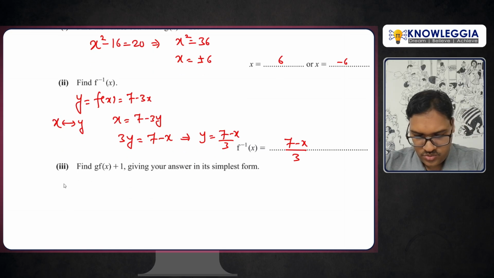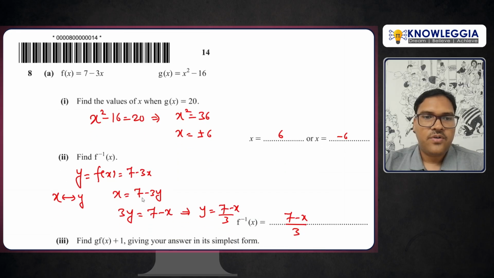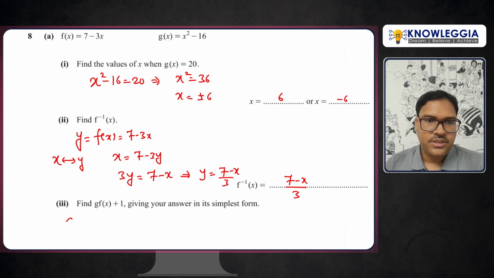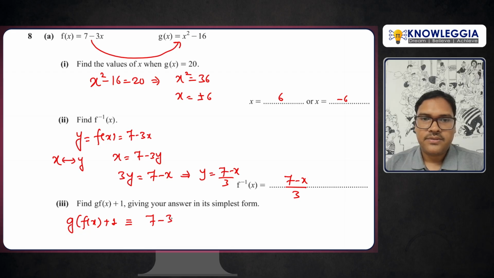So let's check the answers also. (7 minus x) divided by 3. Now they are asking you to write g composite f of x plus 1. Now what is g of f(x)? In the function g(x), we will put the f(x) function. So this is (7 minus 3x) the whole squared minus 16. That is g of f(x), right?